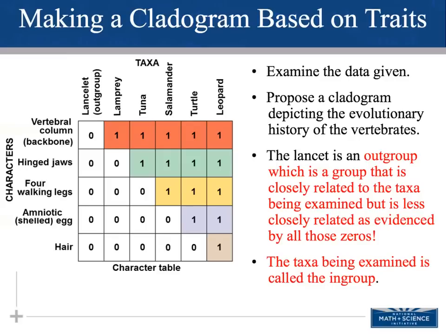So we would call this lancet an outgroup, and that is the group that is closely related to the organisms or the taxa that are being studied, but doesn't have all of the same parts and pieces. So if you want to think of it, you can think of this outgroup as being your comparison group. Okay, whereas the taxa that are being studied, these guys, would be called the in-group.